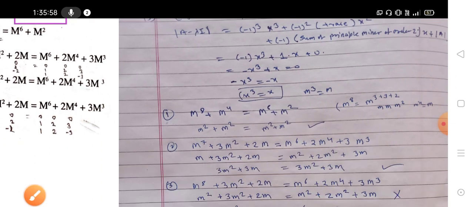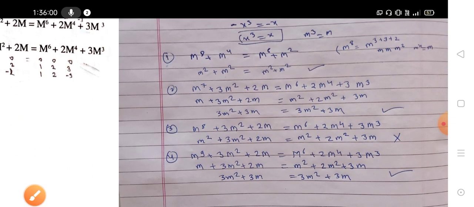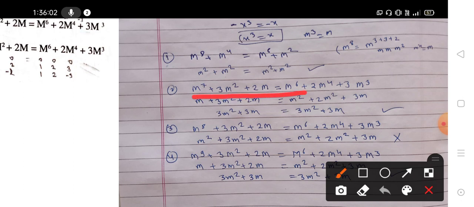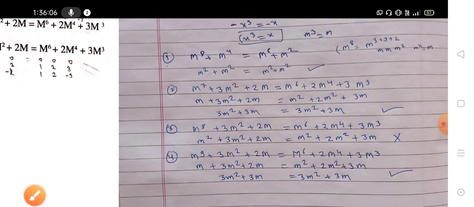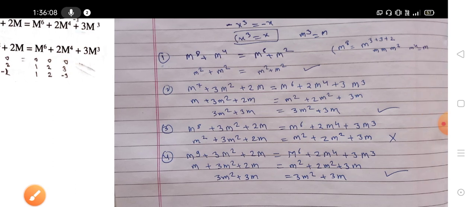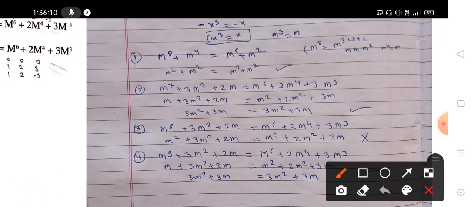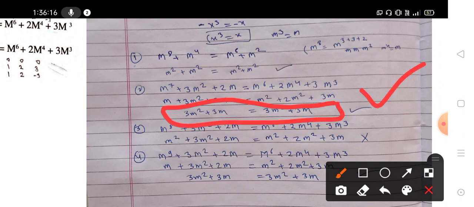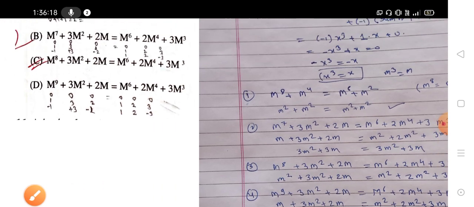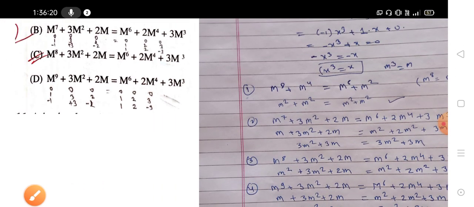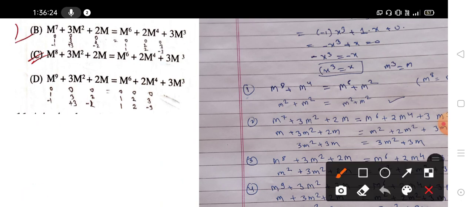Now check the second option. Here we put M raised to 7 equal to M square, and equality also holds. This is also a true option. Next check option D.